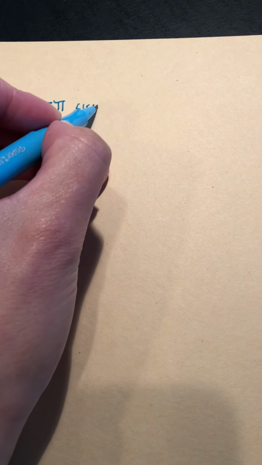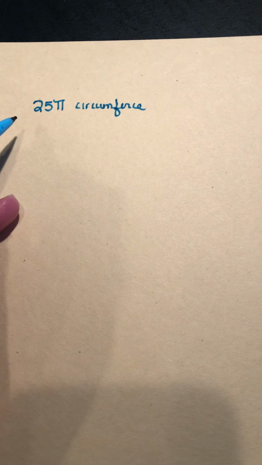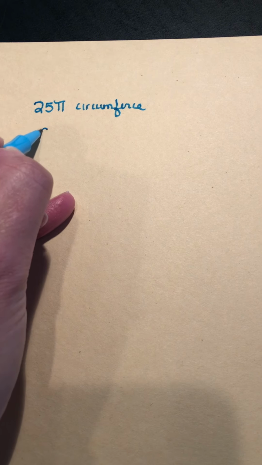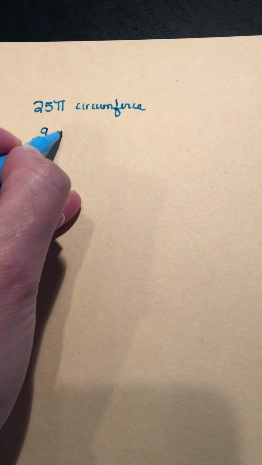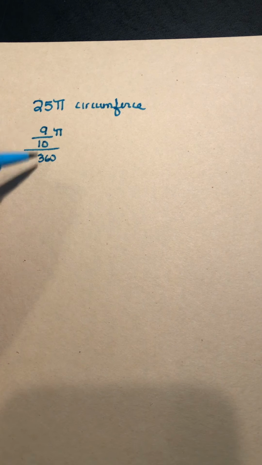I believe that if I'm interpreting the question correctly, the 25 pi stands for the circumference. And I think it's asking you for the arc length, which means basically what fraction of the circumference do you want? And so I saw what you did. You did 9/10 pi over 360 because you're trying to take a fraction of 360.